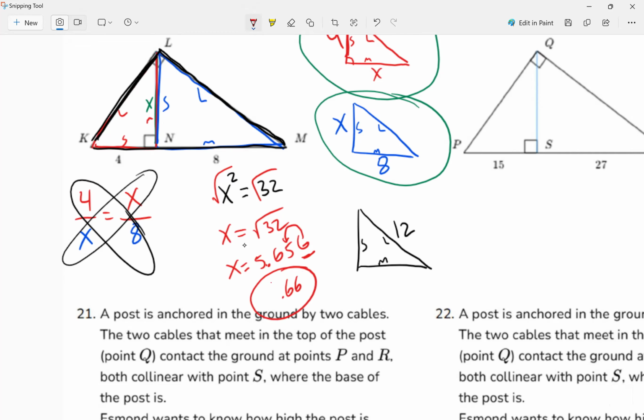Okay. Instructions, I did not write 2 decimal places, but here in the video, I'm telling you 2 decimal places. So I do expect the answer to be 2 decimal places. So the 6 pushed it over. So I'm going to go 5.66.